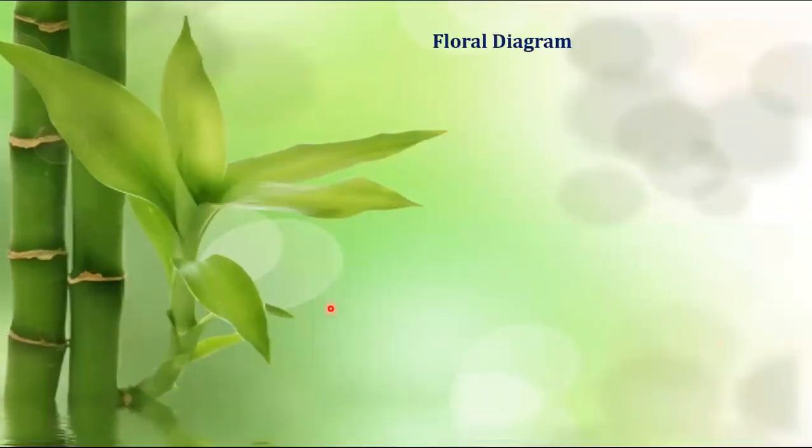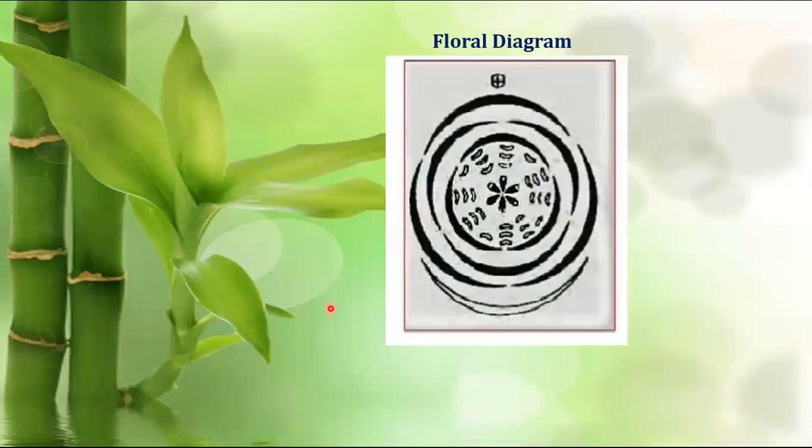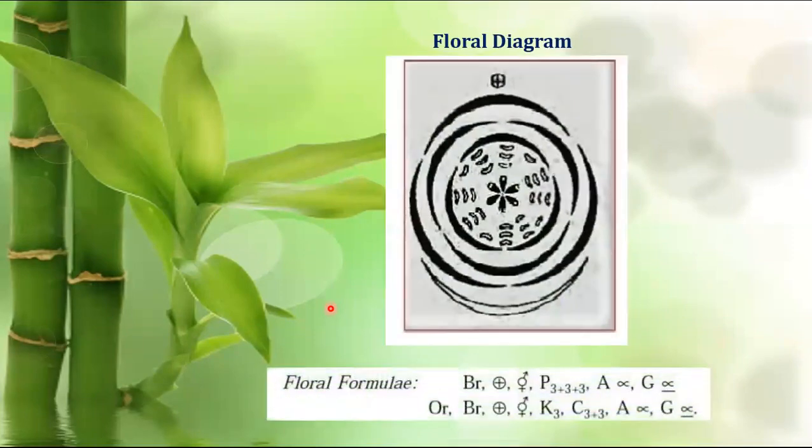Now the floral formula and the floral diagram. Now the floral formula. Here Br means this is bracteate, and this symbol indicates it. Actinomorphic, the radial, star-shaped structure. Now this symbol indicates that it is bisexual, with both androecium and gynoecium.